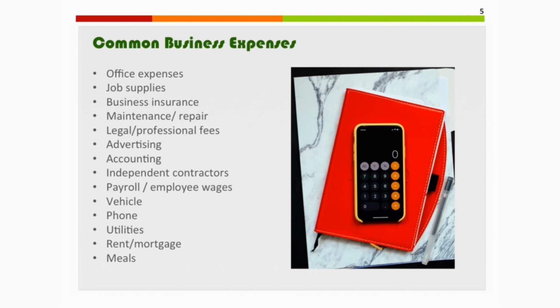Other expenses include job supplies, which are supplies that you need to perform your job or make your product, business insurance, which we should all definitely have, maintenance and repairs, especially if you have a brick and mortar, legal fees and professional fees, and this could also include any membership fees to professional organizations, advertising, which we all know a lot about, accounting, of course, any independent contractors that you hire, and it's always important to remember if you pay that independent contractor $600 or more for the calendar year, then you want to issue them a 1099.